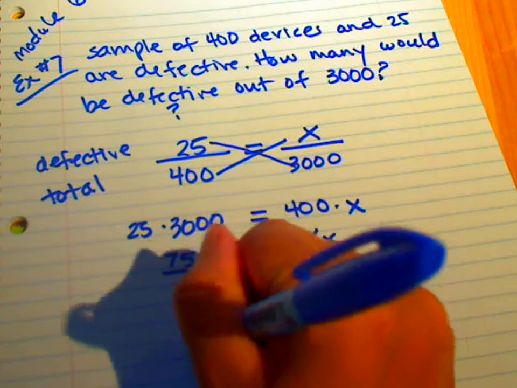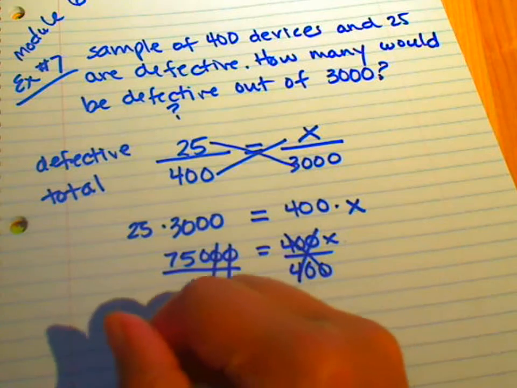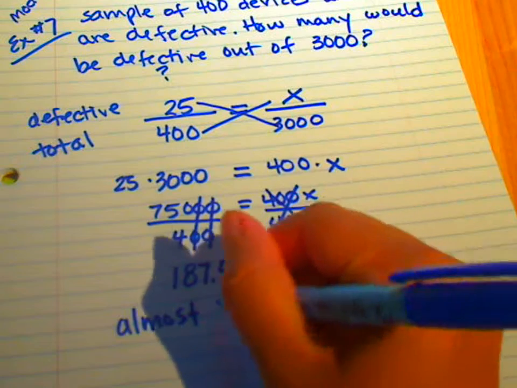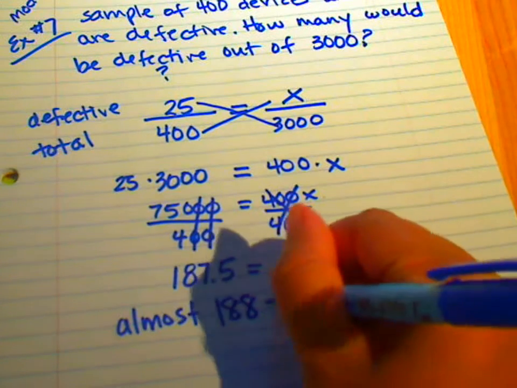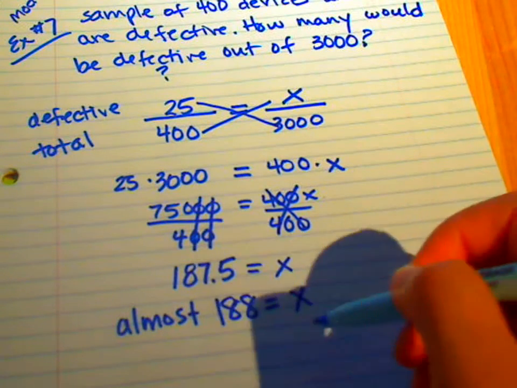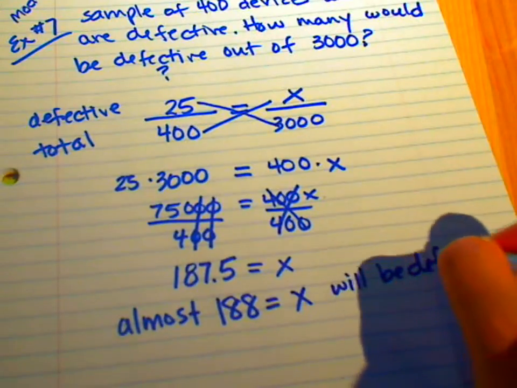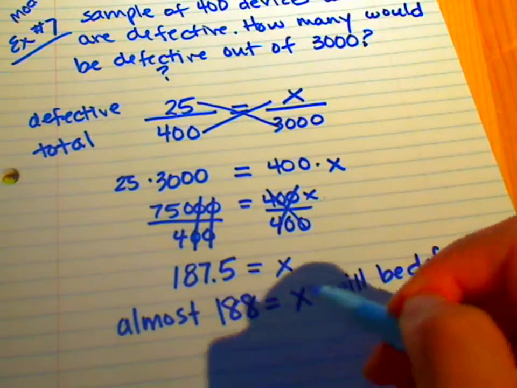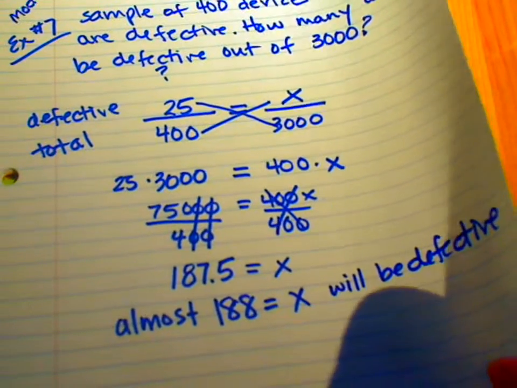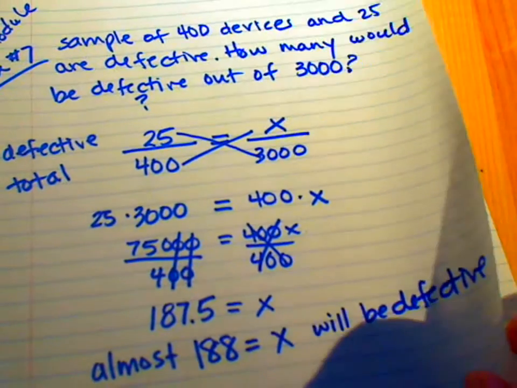So approximately 187.5, or we'll say almost, because we can't have a half of a device and say if it's working. And so that's why I'm rounding. I'm rounding up to the nearest device. So almost 188 will be defective. Now, if your answer does not end in a decimal, then you don't need to worry about it. So set up your problem similar to this, cross multiply, and see what you get for how many would be defective out of the problem they gave you.